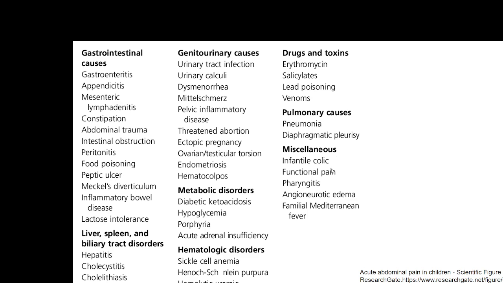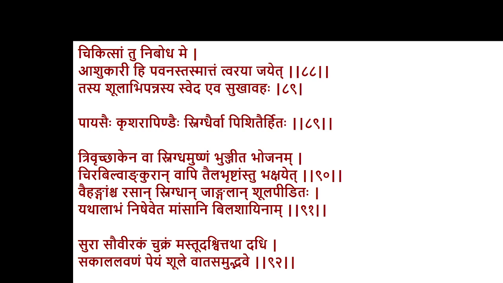Pulmonary causes, pneumonia and diaphragmatic pleurisy. Miscellaneous causes, at times it cannot be made out, functional pain. Pharyngitis also can present with abdominal pain. So, a condition presenting with abdominal pain needs a careful history and analysis, and the cause has to be ascertained, and based upon the cause, the management has to be done.